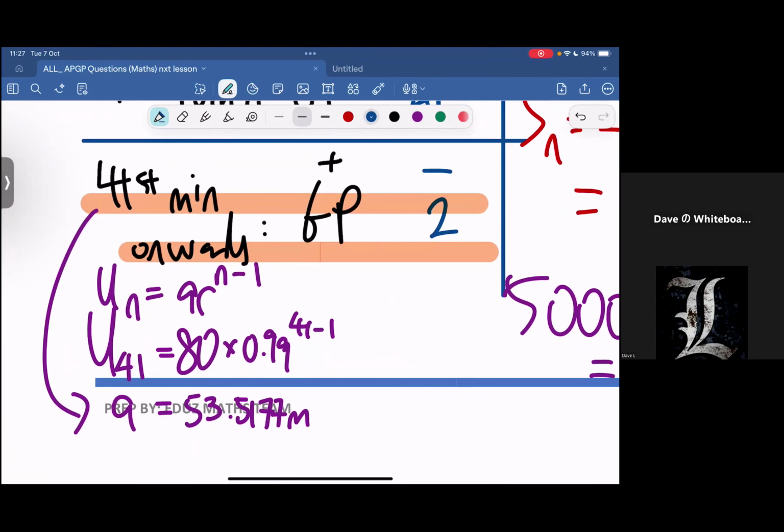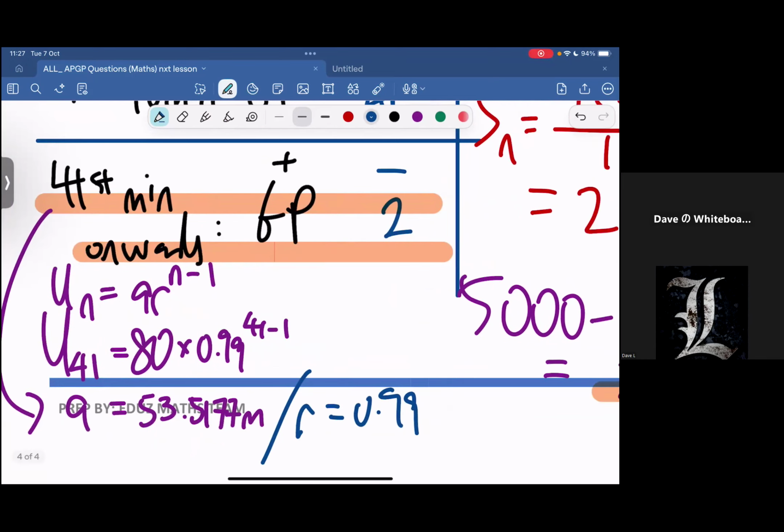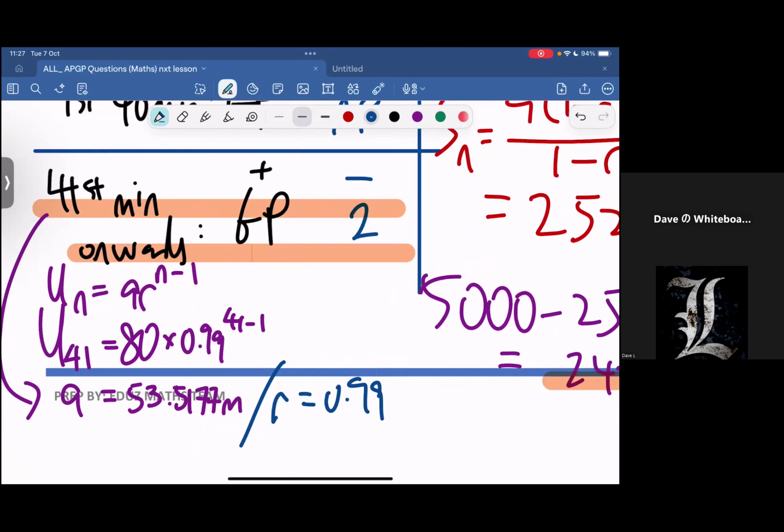The common ratio has to be the same. So the common ratio for this one will turn out to be 0.99 as well, because you still get tired, then you still lose 1% every single minute. So it is still the same common ratio. And then on top of that, n is the unknown. So n is the question mark that you are trying to find: the number of minutes starting from the 41st minute. How many minutes does that count?